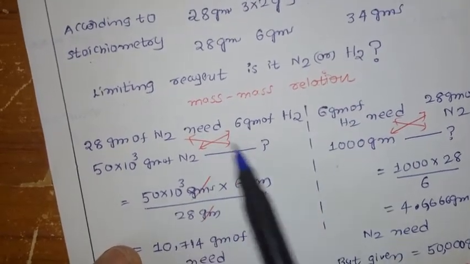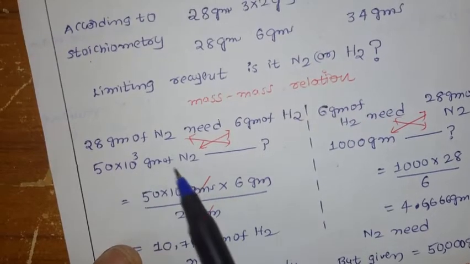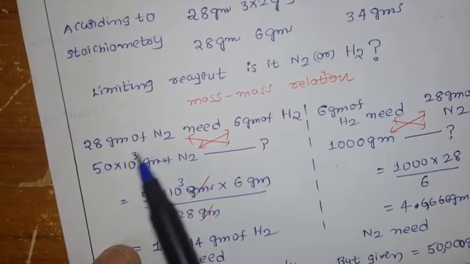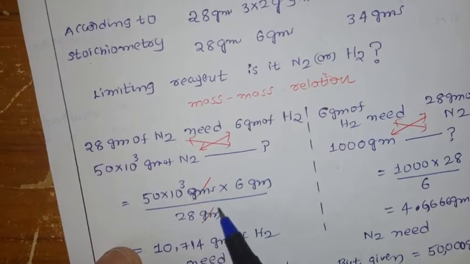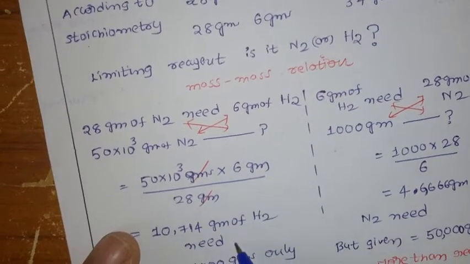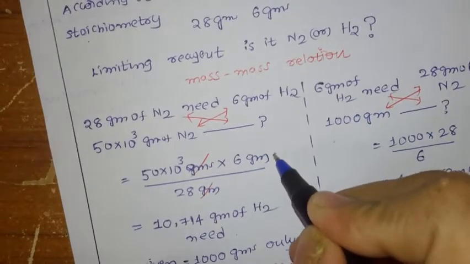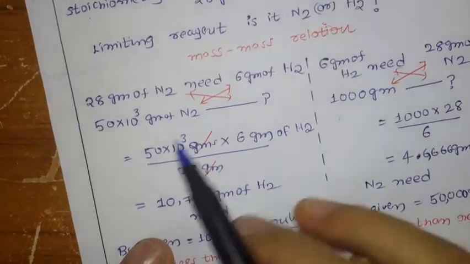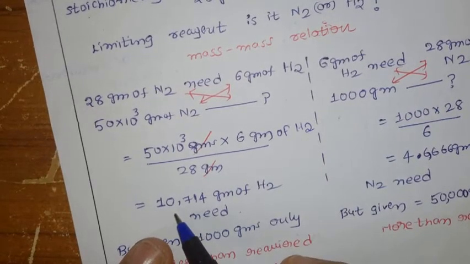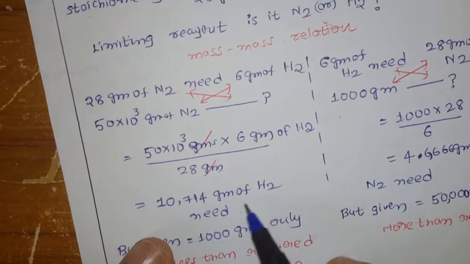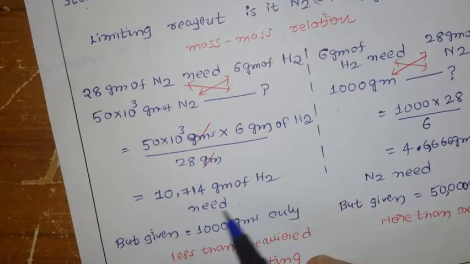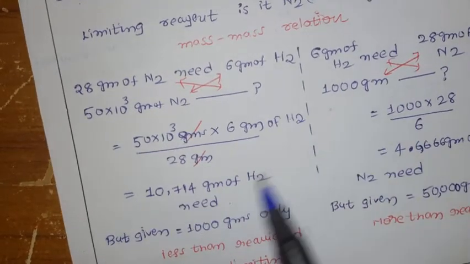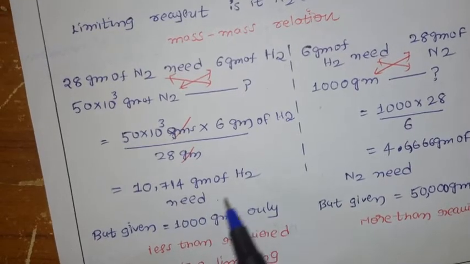So if you go for the cross multiplication, 50 into 10 to the power of 3 grams of nitrogen into 6 grams of hydrogen divided by the 28 grams of nitrogen. So this will get cancelled. If you go for the simplification, this is 6 grams of hydrogen, isn't it? So you are left with 10,714 grams of hydrogen needed. For this much nitrogen, we need 10,714 grams of hydrogen.